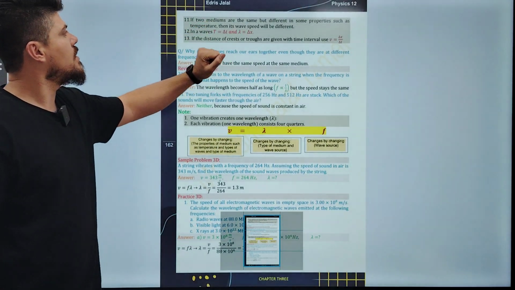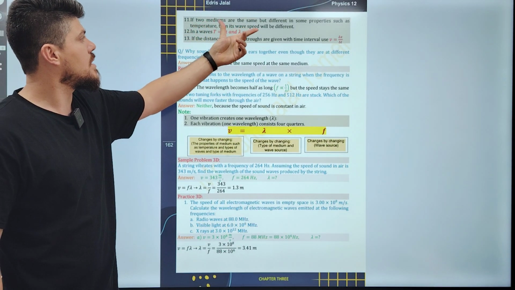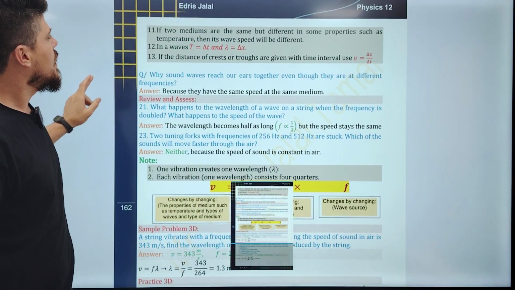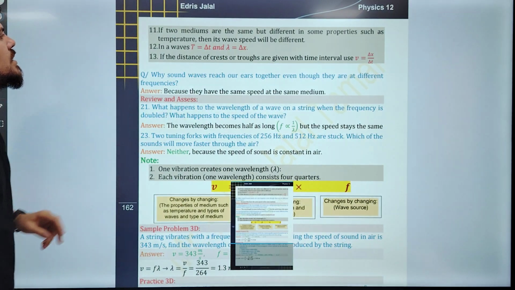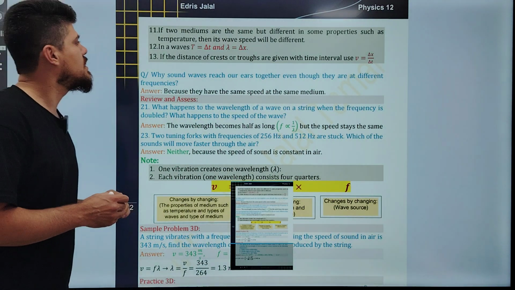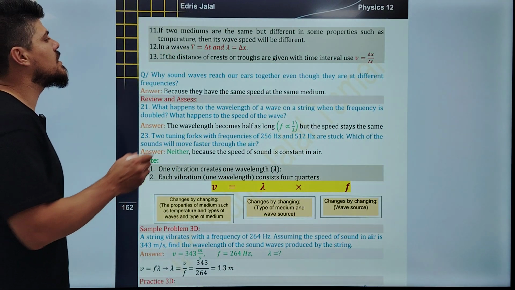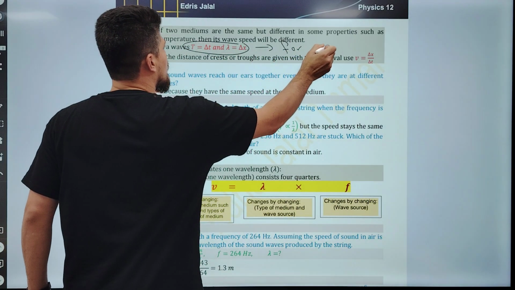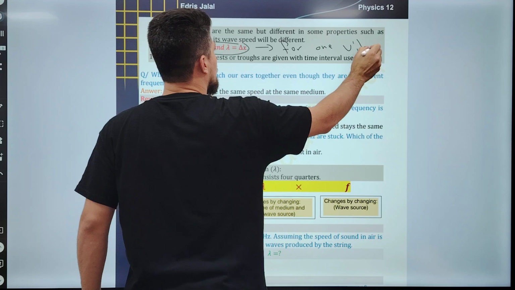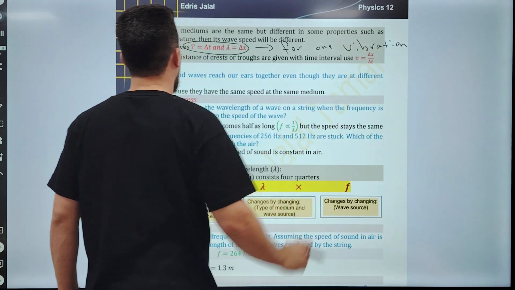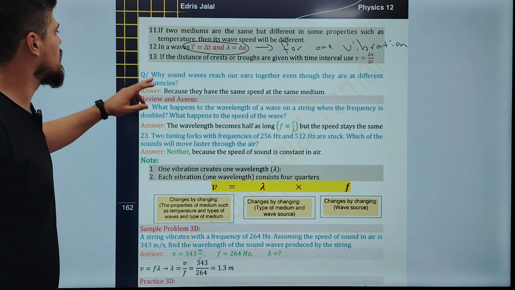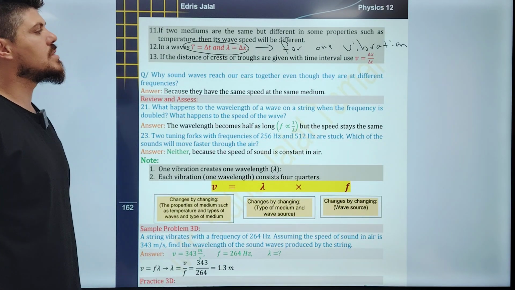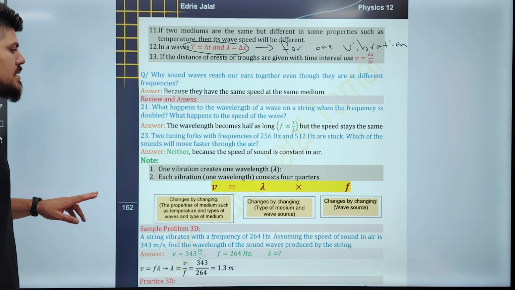If two mediums are the same but different in some properties such as temperature, then the wave speed will be different. A wave's period is equal to delta t and wavelength is equal to delta x for one vibration. In one vibration, delta t is equal to the period. If the distance from the crest or the trough is given with the time interval, use this equation, which is equal to delta x over delta t.